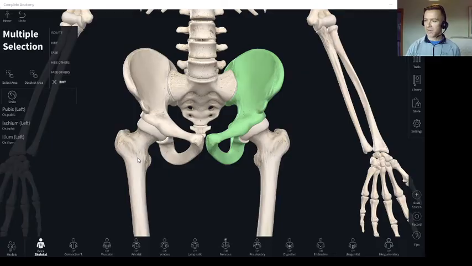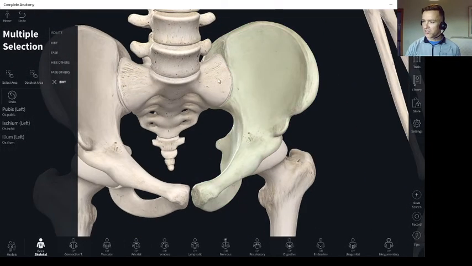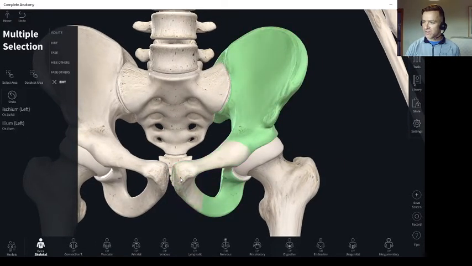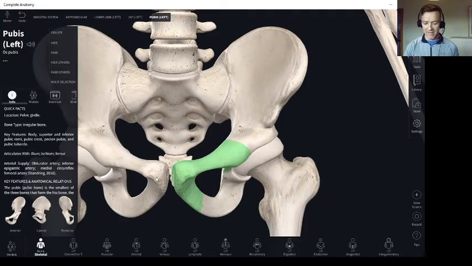If we jump back to our skeleton, we can see clearly the joint here between the sacrum, the bone at the base of the spine, and your ilium. Or at the front, where this pubis bone on the left meets the pubis bone on the right.